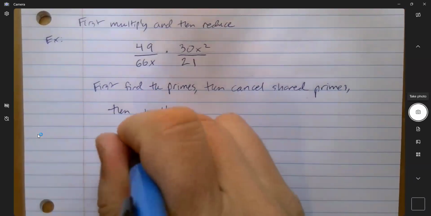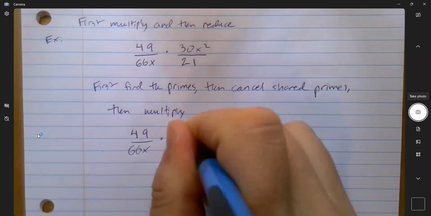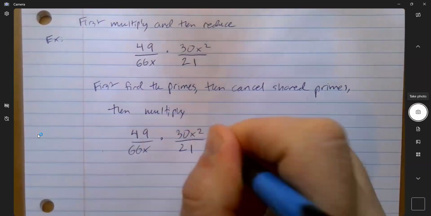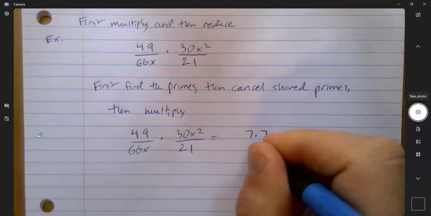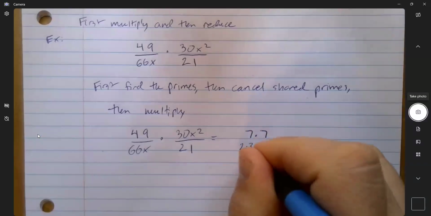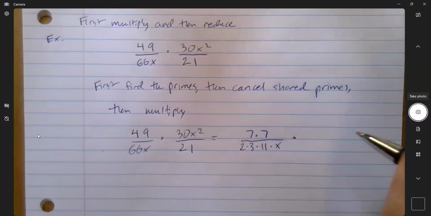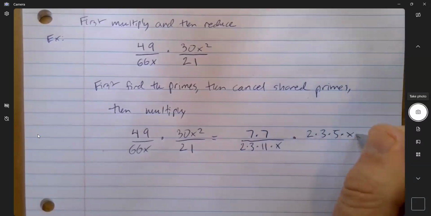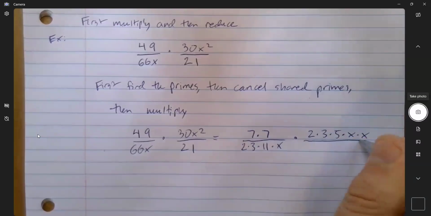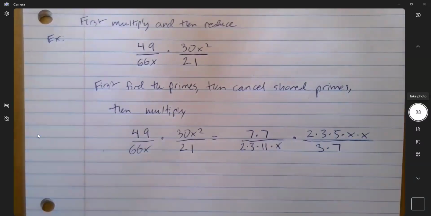So 49 over 66x times 30x squared over 21. 49 is 7 times 7. 66 is 2 times 3 times 11, and there's also an x. 30 is 2 times 3 times 5, and there are 2 x's. And 21 is 3 times 7. So first I'm going to find the primes.